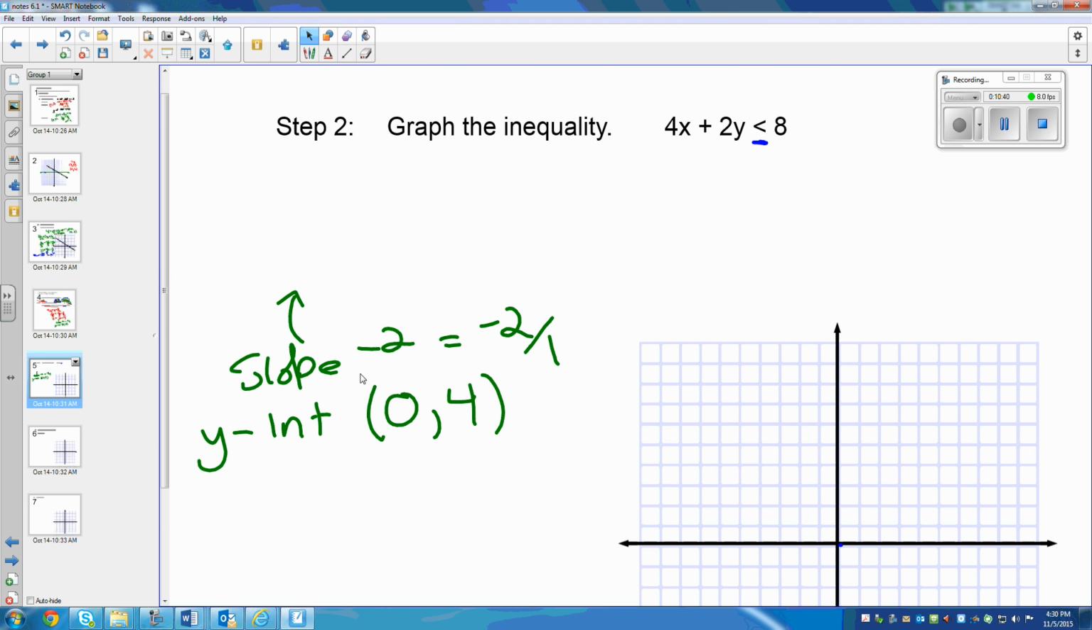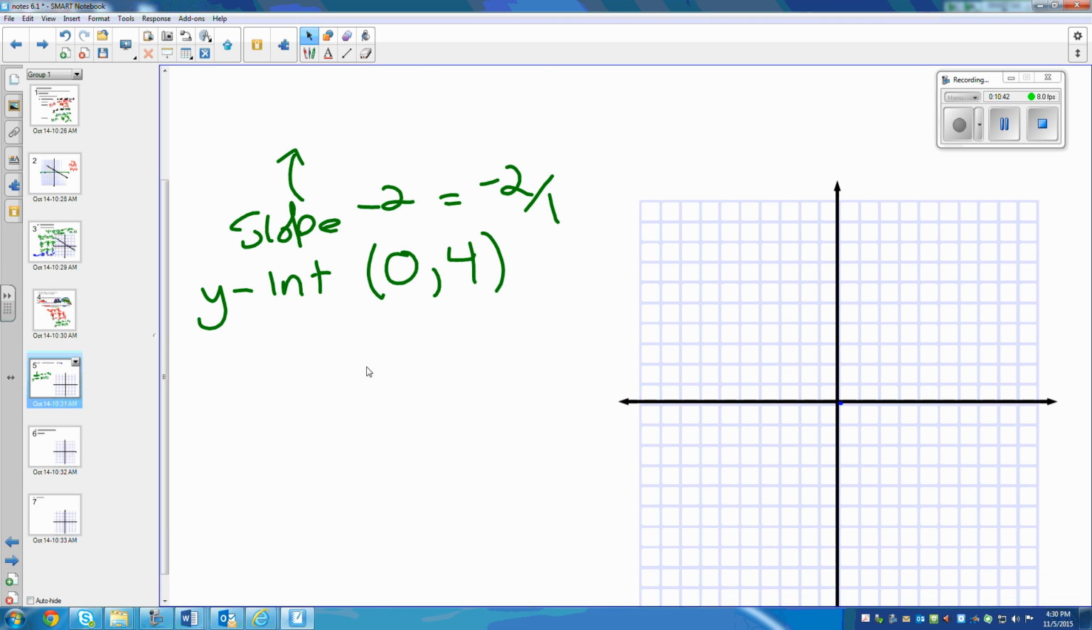Okay, so let's graph our y-intercept, 0, 4, 0, 4 up, 1, 2, 3, 4. It's right here. Our slope is negative 2 over 1, down 2 over 1. That gives me my second point. Notice it's not necessarily the x-intercept, and I can draw my line through it. It's an equal to, so I'm drawing a solid line. Okay.